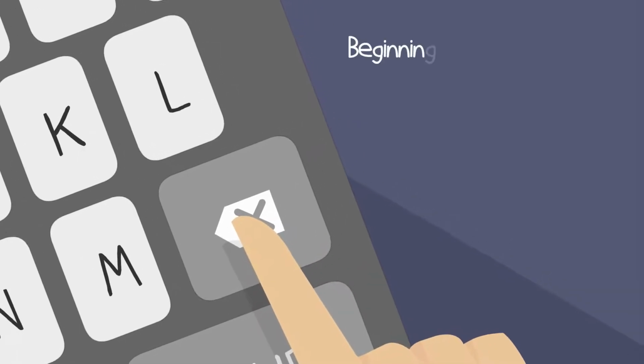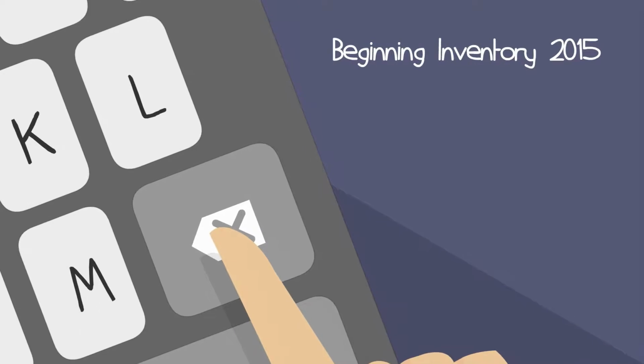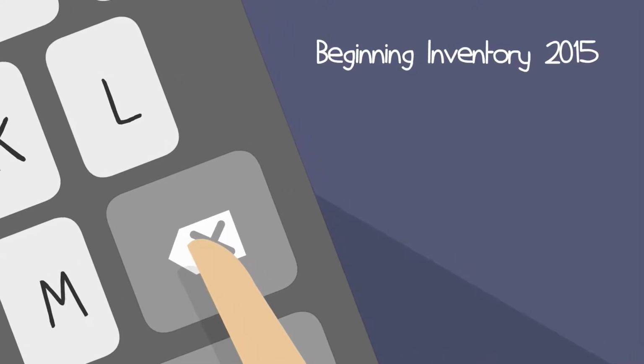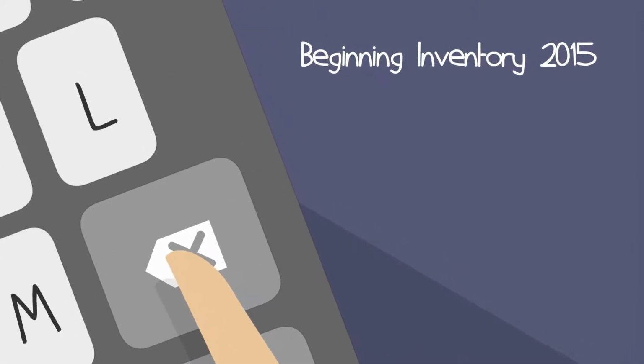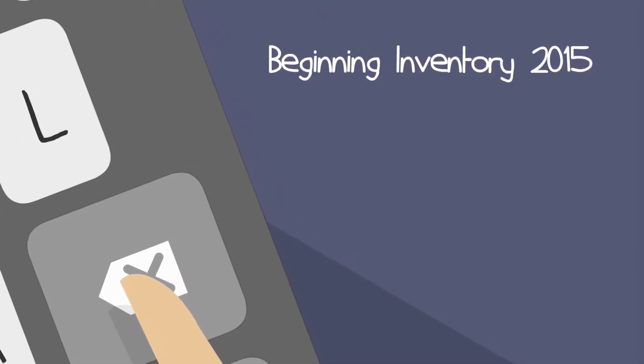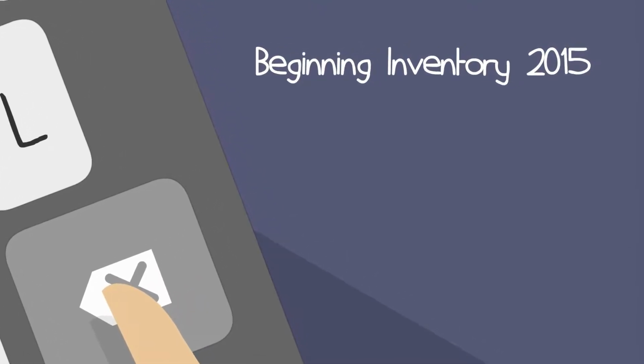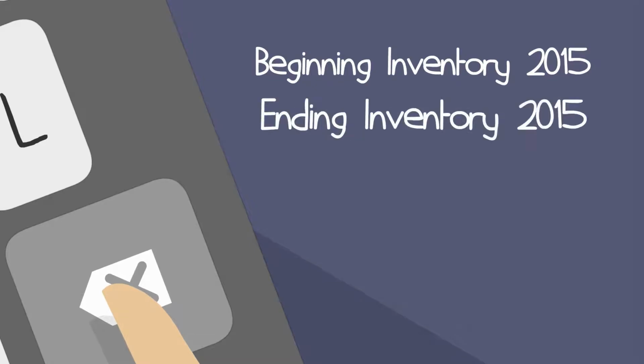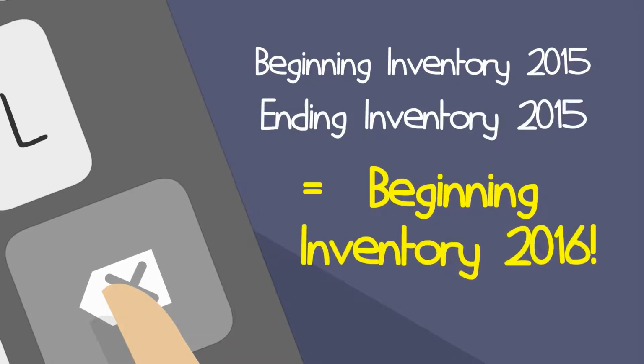Label your mock order beginning inventory 2015. At the end of the year, on December 31st, go back in and count your inventory by saving and printing another mock order based on what you have left. This will now be your ending inventory for 2015 and also serve as your beginning inventory for 2016. What? It's that simple? Yep.